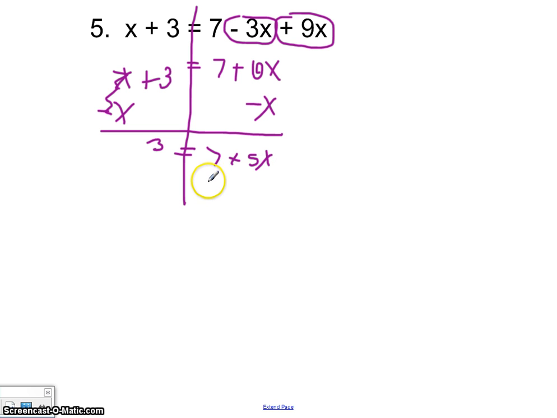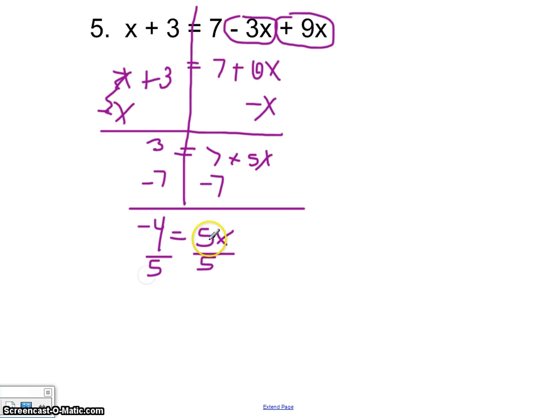Alright, final step. This is my aha. I know how to solve this. I'm going to undo so I can isolate the x. 3 minus 7 is negative 4 equals 5x. And I know some of you are looking at this and going, oh, but it doesn't divide evenly. Yuck, I don't like it. It's okay, I can still divide. I'm still going to follow through with my steps.